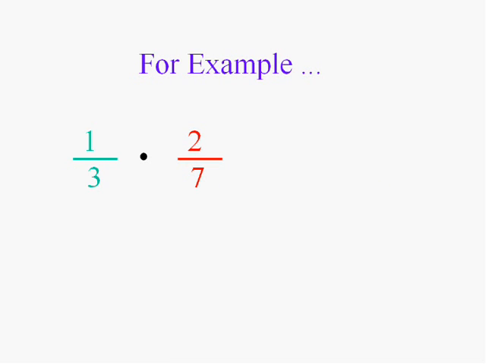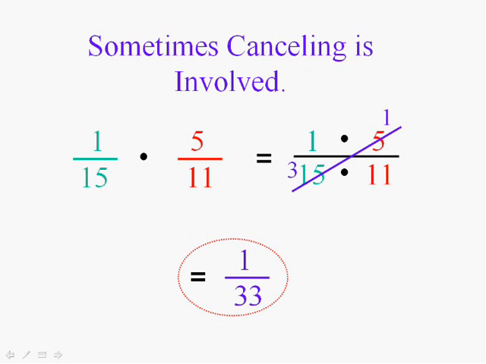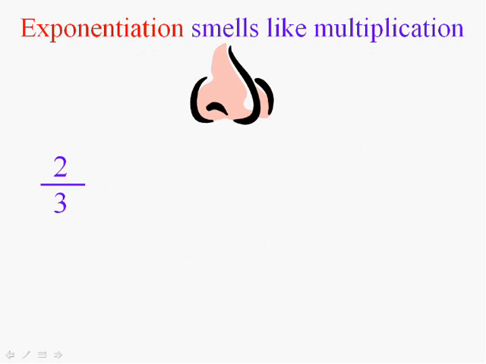For example, a third times 2/7 is 1 times 2 over 3 times 7, or 2/21. It's easy, isn't it? Now, another type of problem that involves multiplication is exponentiation. It smells a lot like multiplication because it really is.